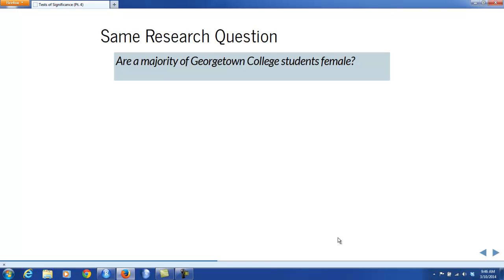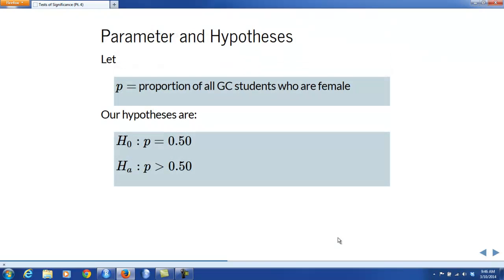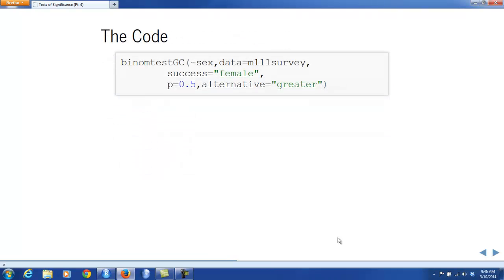Let's try it for real with the same research question. Are a majority of Georgetown College students female? The statement of parameter and hypotheses is the same as it was before. The code's a bit different too. We learned how to make more exact confidence intervals using binom test GC when we were working with one population proportion. And we can use binom test GC to give us significance tests as well.